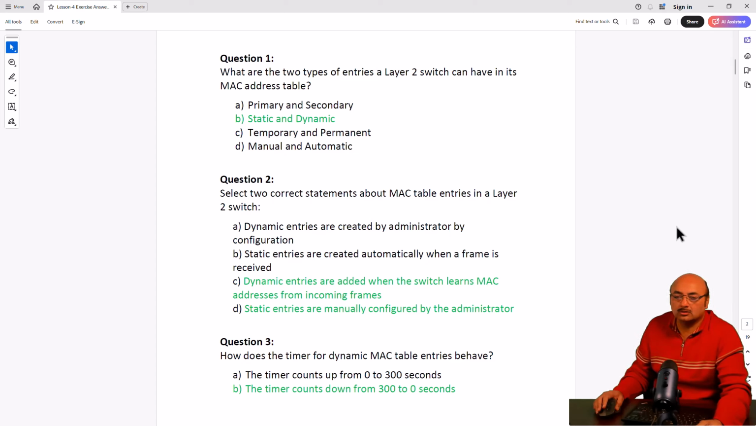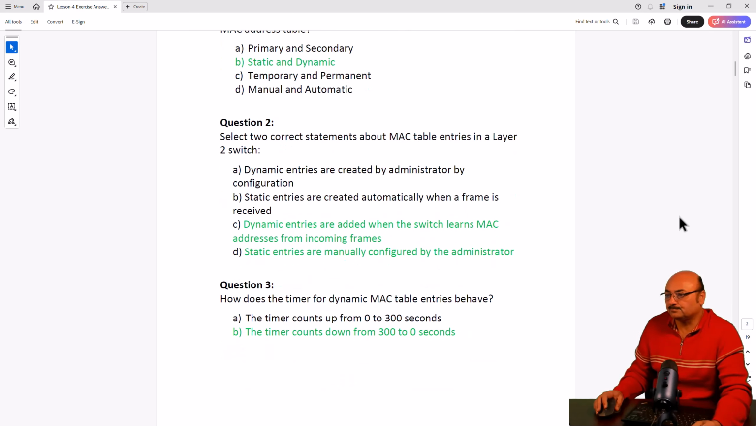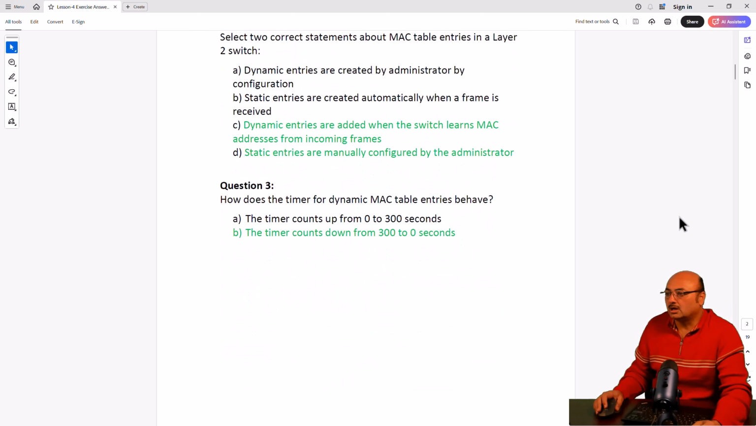Here we are talking about the characteristics of dynamic and static entries. Dynamic entries get learnt when a frame comes in, and the static entries remain static, and are made by the administrator. So the correct answers are C and D. Question 3. How does the timer for dynamic MAC table entries behave? The answer is the timer counts down from 300 to 0.